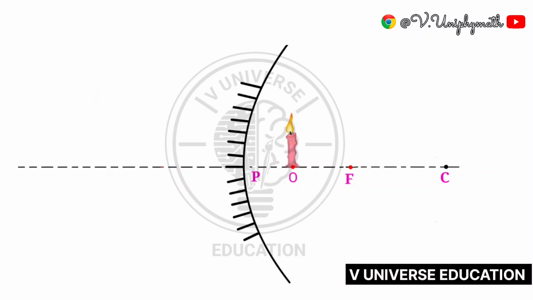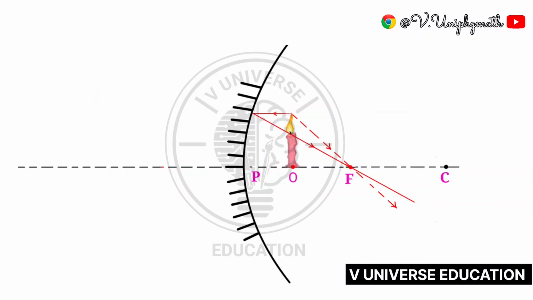The first ray travels parallel to the principal axis and gets reflected through the focal point. Now, consider a second ray from the tip of the candle that goes through the focal point towards the mirror. But we immediately notice, this ray can't actually reach the mirror because it diverges away. So, this path is not possible.